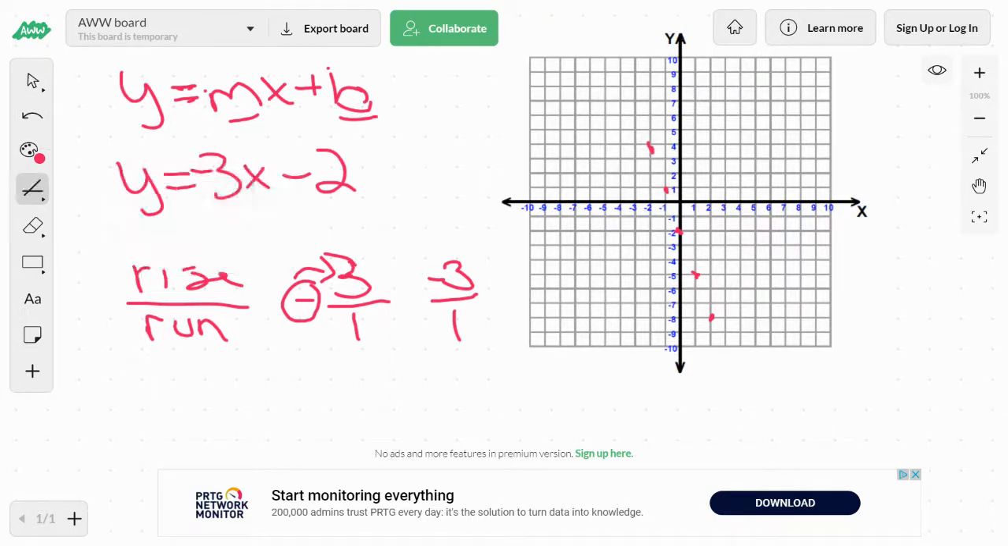Now let me use my line tool. Ooh, kind of missed there. Hold on. Looks something like that.